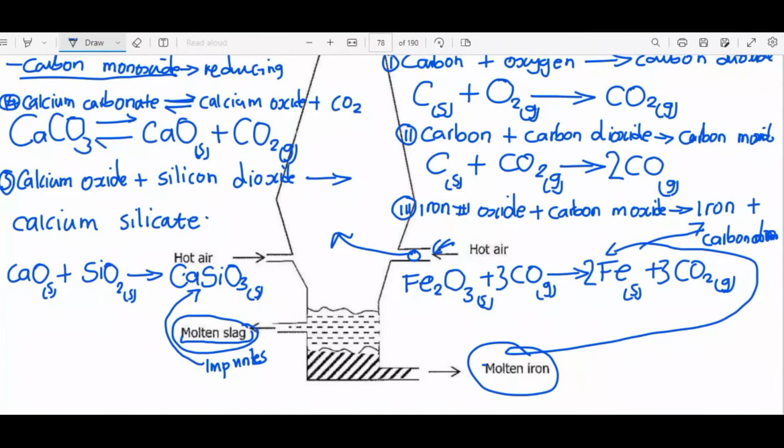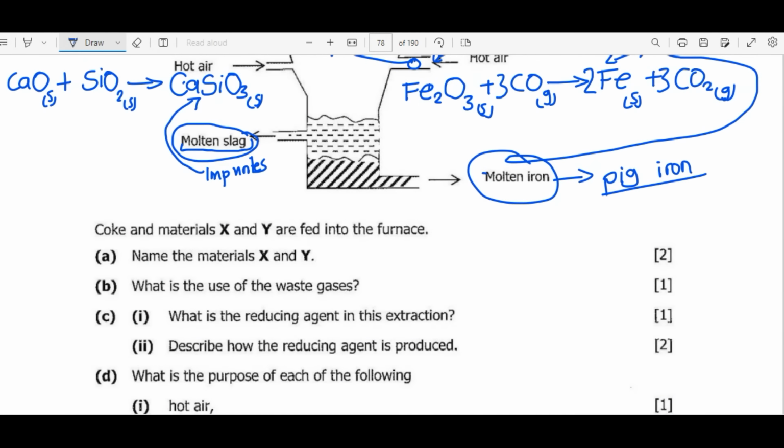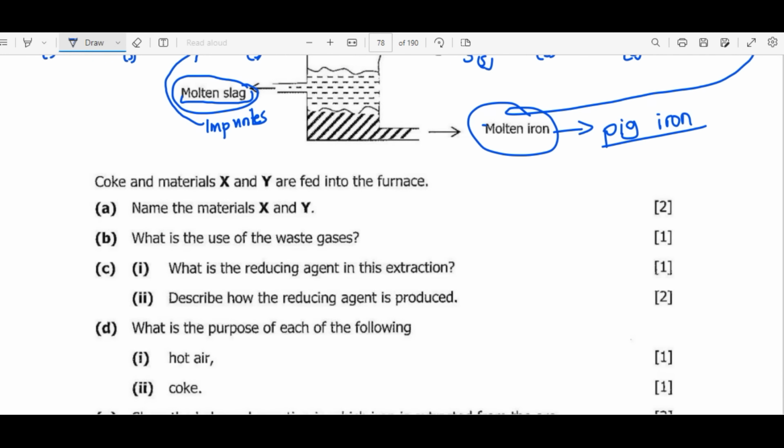Then after this, the iron that is produced is known as pig iron. Why is it called pig iron? It's not yet pure. So there is a certain percentage of impurity. Now with this information, let's see if we can now answer the questions.